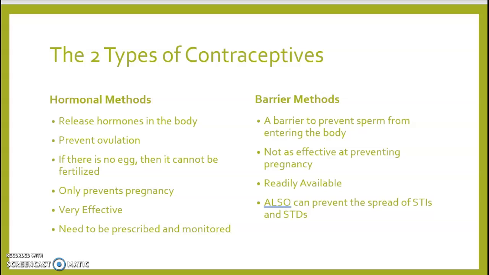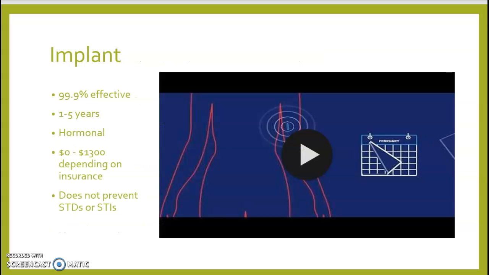Now let's talk about the first birth control method that we'll talk about, which is called an implant. It's 99.9% effective. So in the first row, I'll do this one with you, you would write implant. The category is hormonal. How it works: it is implanted in the arm. We're going to watch a video in just one moment.